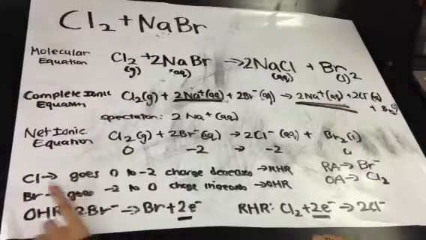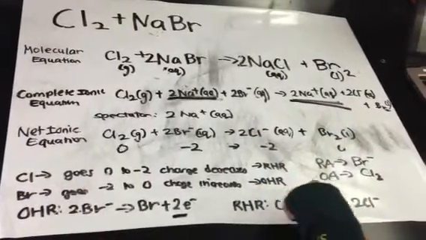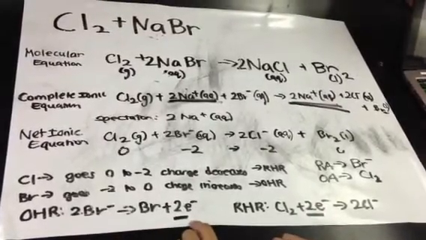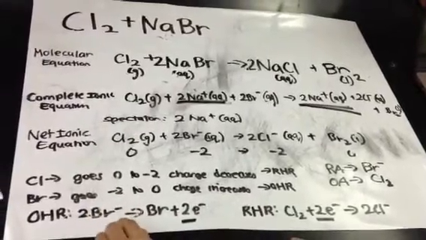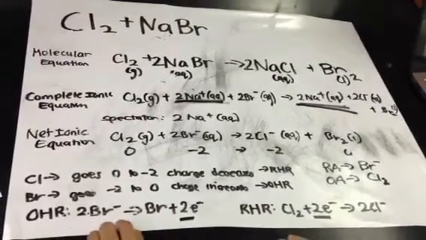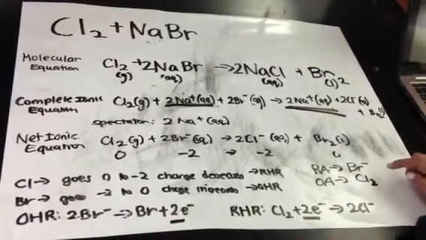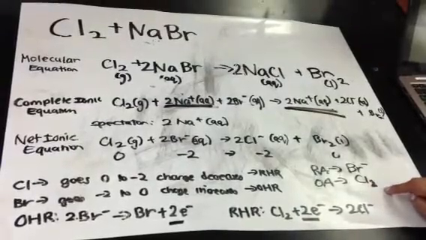So, Br, since it goes from -2 to 0, the charge increases, making it the oxidation half reaction. Here you always have to put the electrons transferred on the product side, because the 2Br minus goes from having a -2 charge to Br, which has a 0 charge. The reducing agent is Br minus, and the oxidizing agent is Cl2.